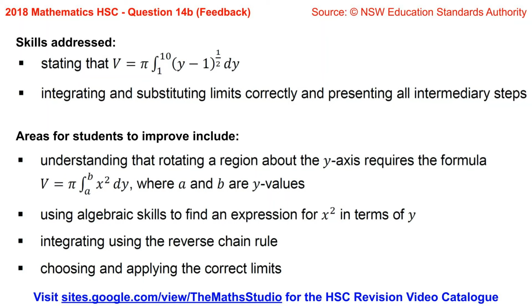Areas for students to improve include understanding that rotating a region about the y-axis requires the formula v equals pi times the integral from y equals a to y equals b of x² dy, where a and b are y values. Using algebraic skills to find an expression for x² in terms of y. Integrating using the reverse chain rule, and choosing and applying the correct limits.